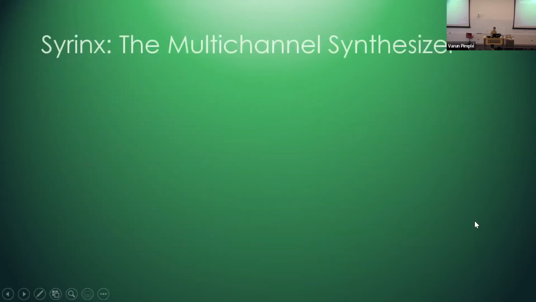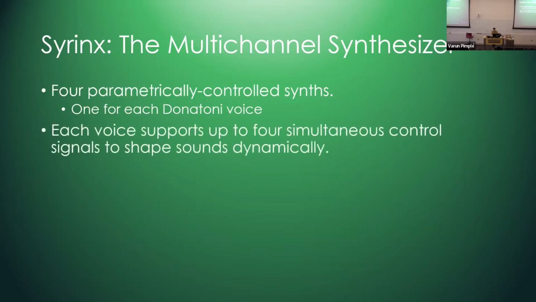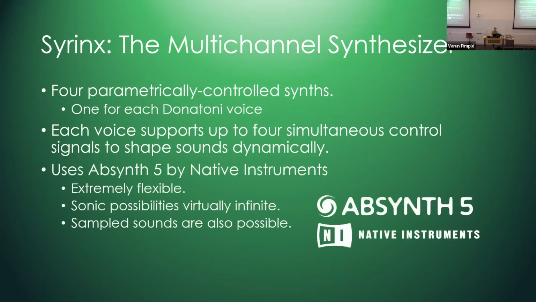There we go. So Syrinx, a syrinx is the organ inside of some birds that allows them to produce more than one note at a time when they sing. So that's the metaphor here. This is 4 parametrically controlled synths, 1 for each Donatoni voice. Each voice can support up to 4 simultaneous control signals to shape sounds dynamically. And this leverages Absynth 5 by Native Instruments.